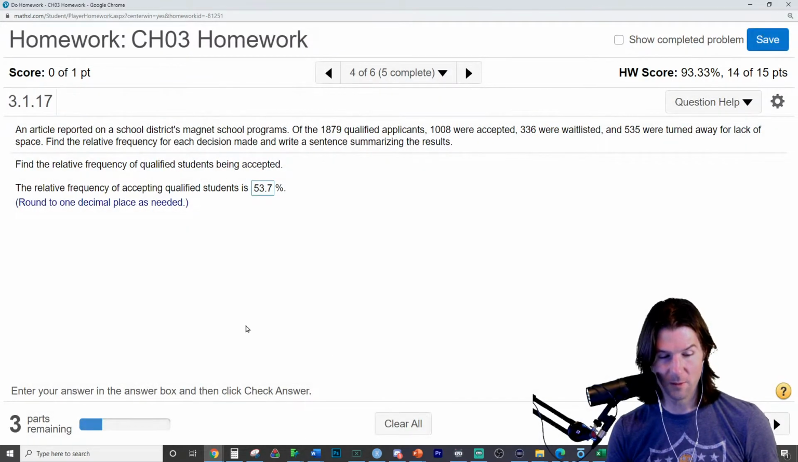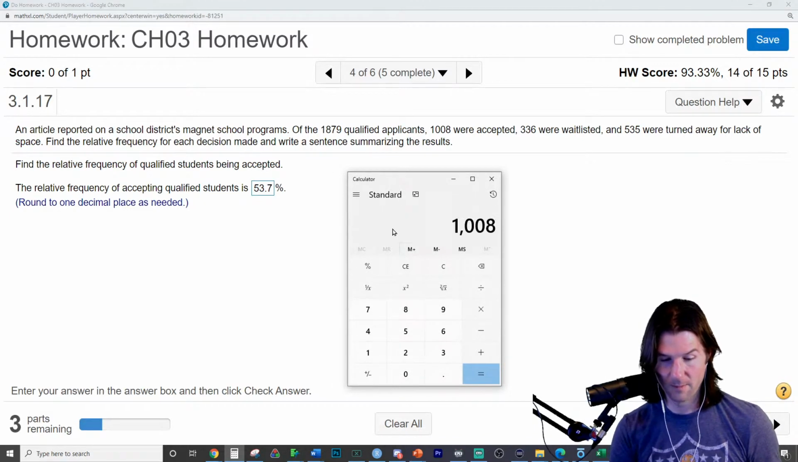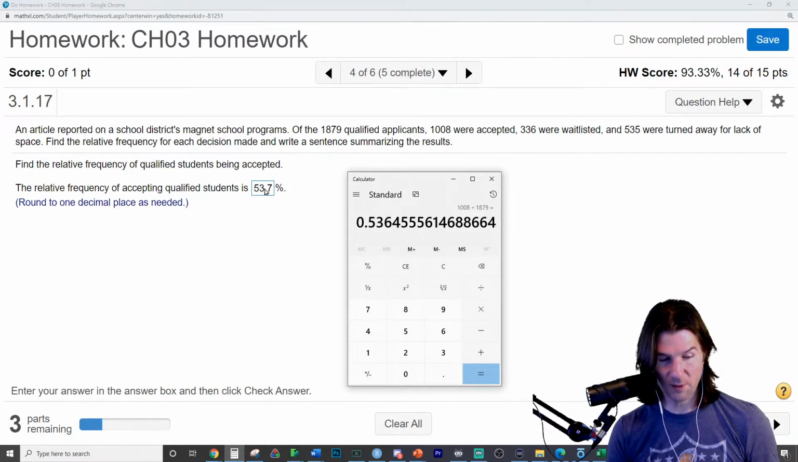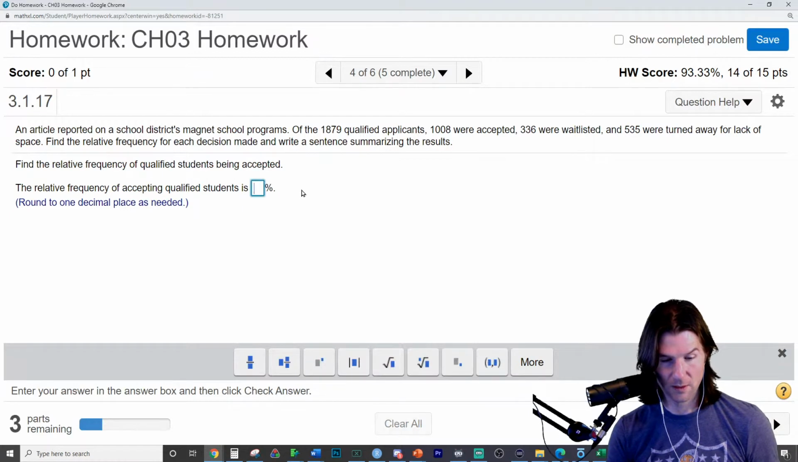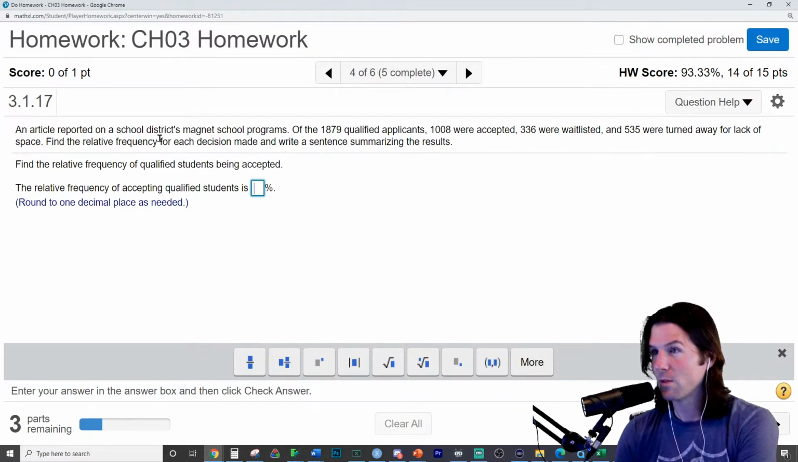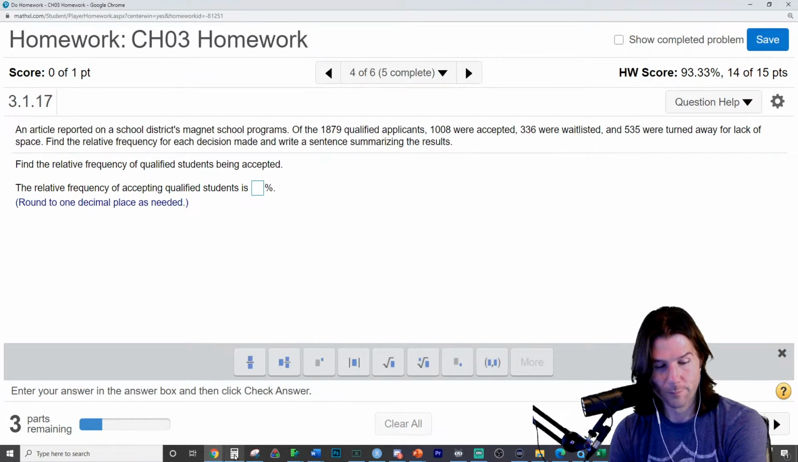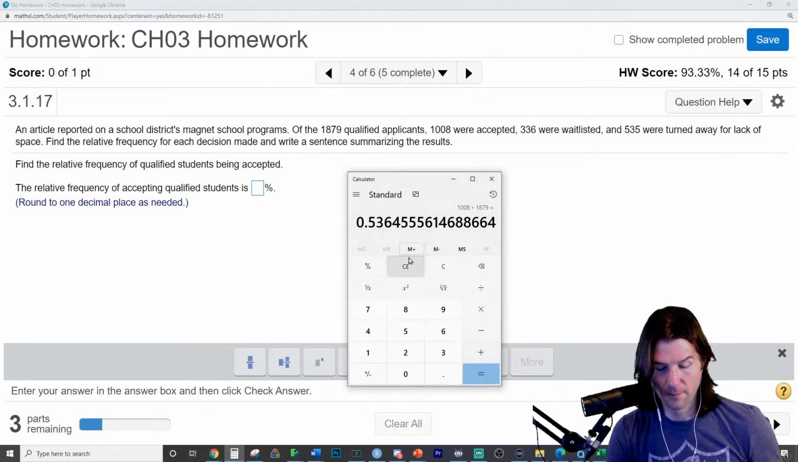What am I doing? What did I do? I am losing my mind, everybody. The relative frequency of accepting qualified students. So let's see right here. There were this many qualified applicants. 1,008 were accepted. Am I losing my mind? So let's go right here. That's how many were accepted.